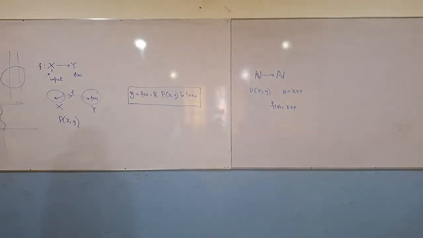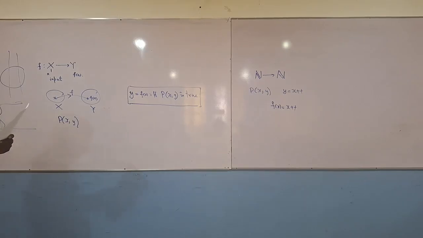However, thus we can define the function f from N to N associated to this property, so that f(x) equals x plus plus for all x. This is the increment function on N. Thus, for instance, f(4) is 5, we know all of them.